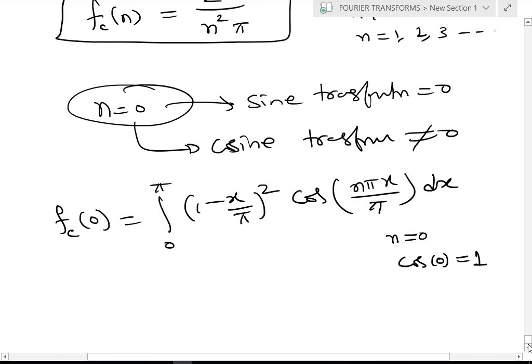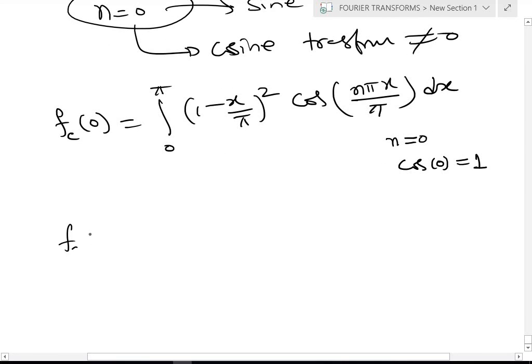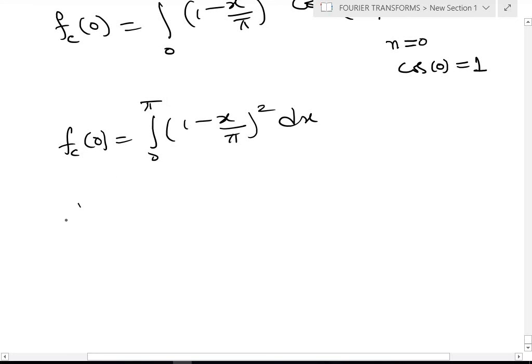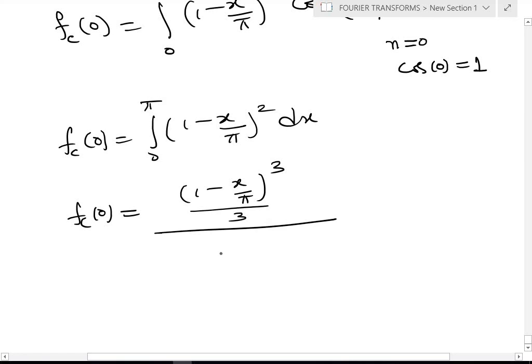Now, with this, I have FC0 will be is equal to integral 0 to pi. I have only one term remaining, that is 1 minus x by pi whole square into dx. It is somewhat like x power n, that is x power n plus 1 by n plus 1. That is FC0 will be is equal to 1 minus x by pi, whole cube divided by 3, then again by applying the chain rule, one differentiation is 0, then I have minus 1 by pi, that's it. But don't forget to put the limits from 0 to pi.